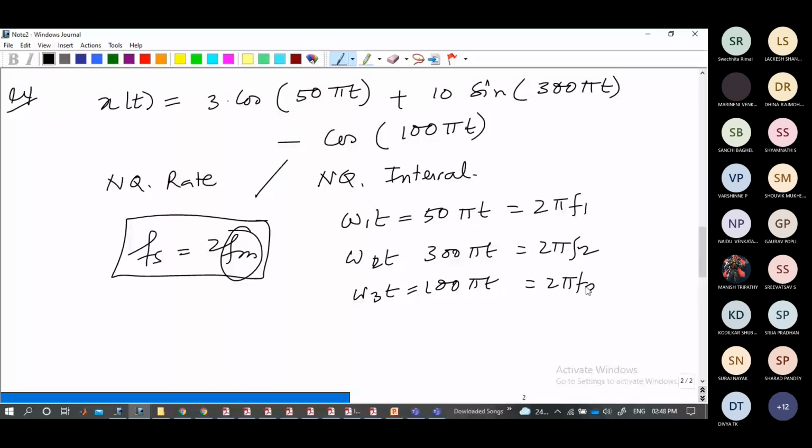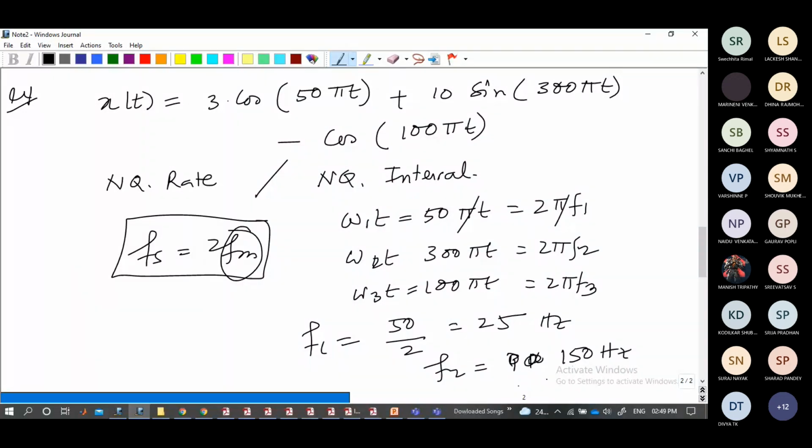All right. So eventually, if I calculate the maximum frequency, f1 will be 50 by 2 pi, or rather, if pi gets cancelled over here, 50 by 2, which is 25 hertz. Okay, f2 will be 150 hertz, and f3 will be 50 hertz.